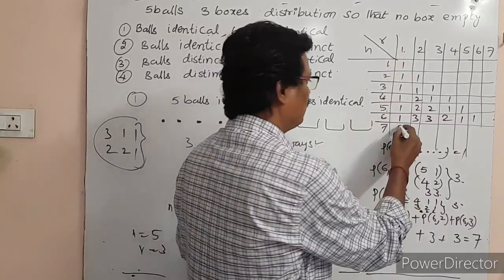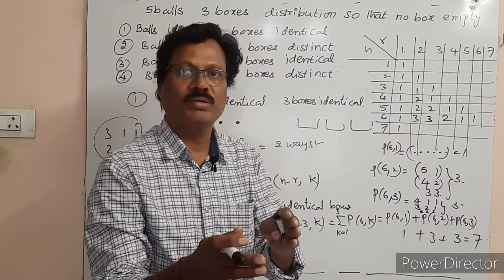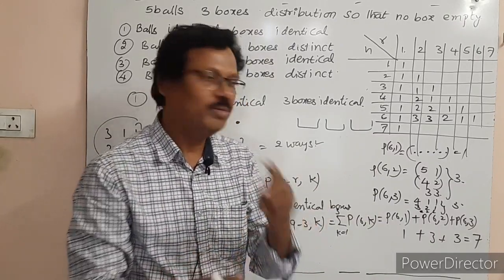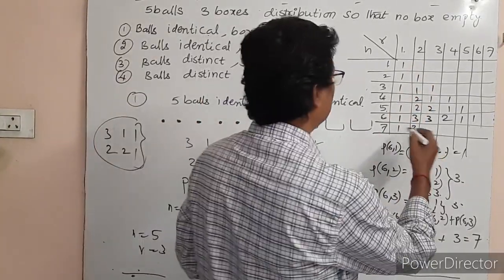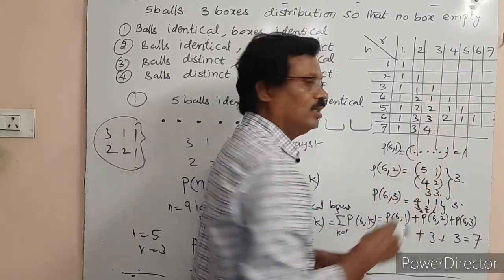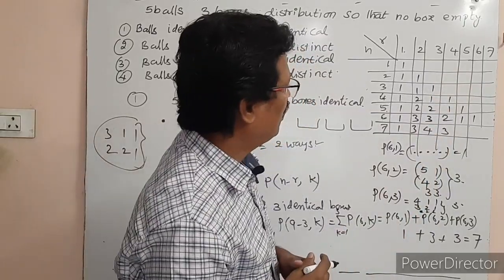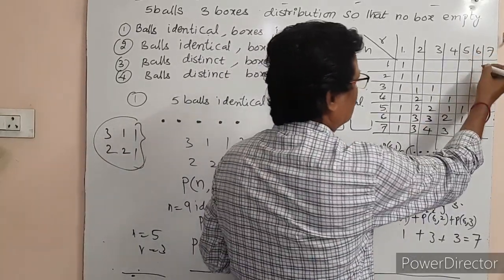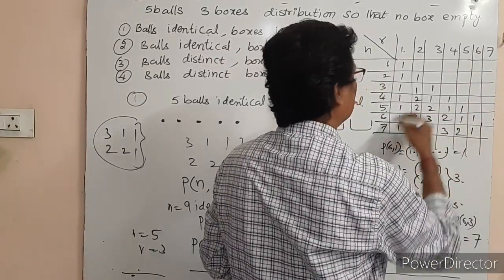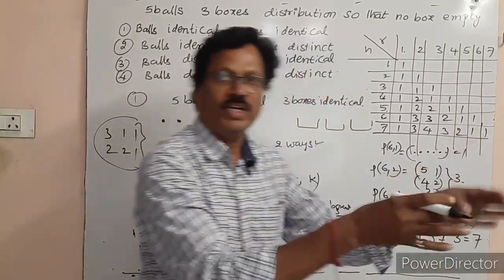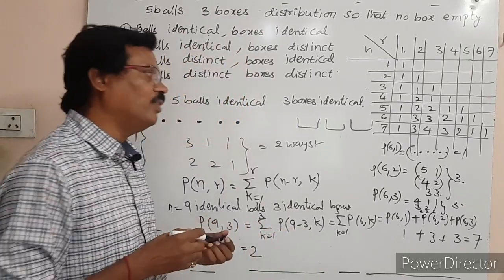Seven balls into one partition, one way. Seven balls into two partitions: 6, 1; 5, 2; 4, 3. Three partitions we got. Seven balls into three partitions, 4. Seven balls into four partitions, 3. Seven balls into five partitions, 2. Seven balls into six partitions, one way. Seven balls into seven partitions, one way: 1, 1, 1, 1. Therefore, by this table also we can remember.